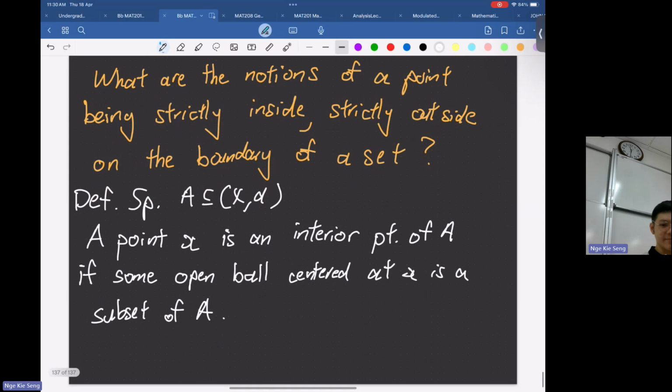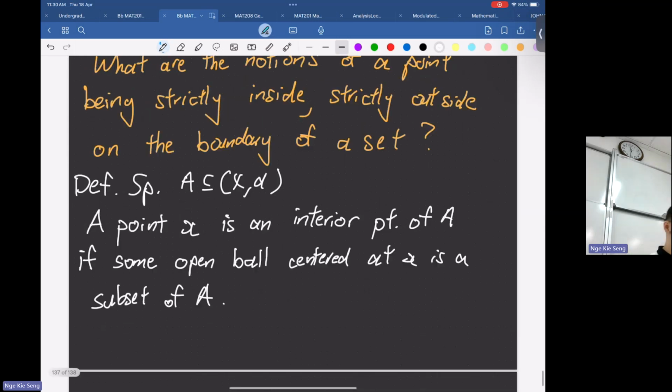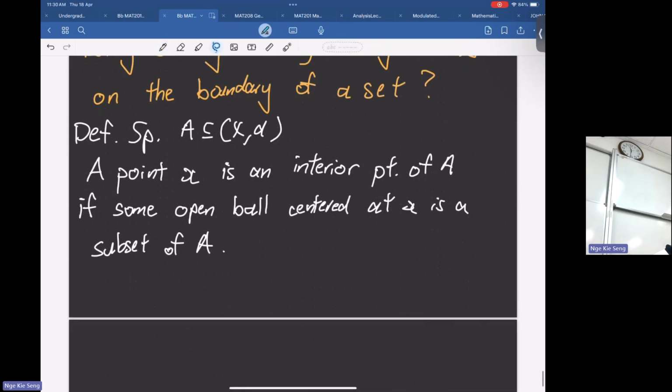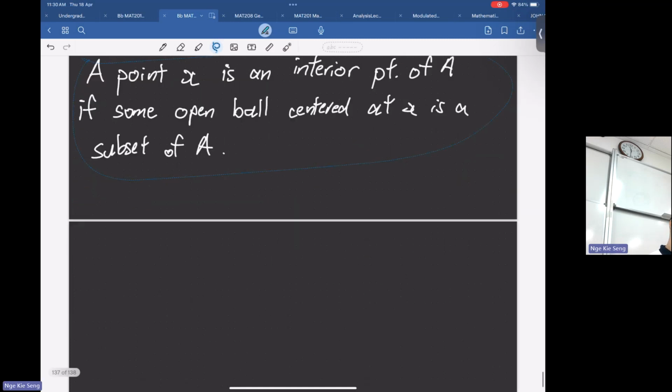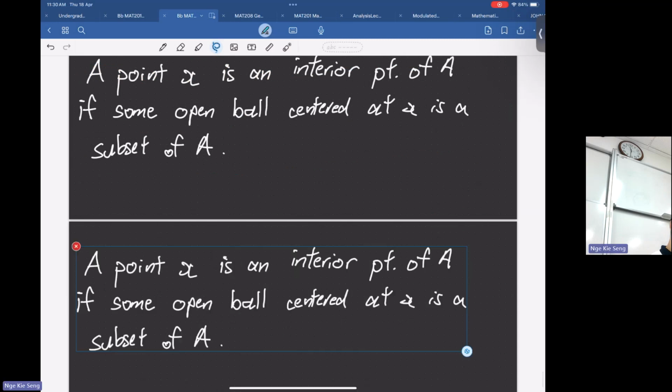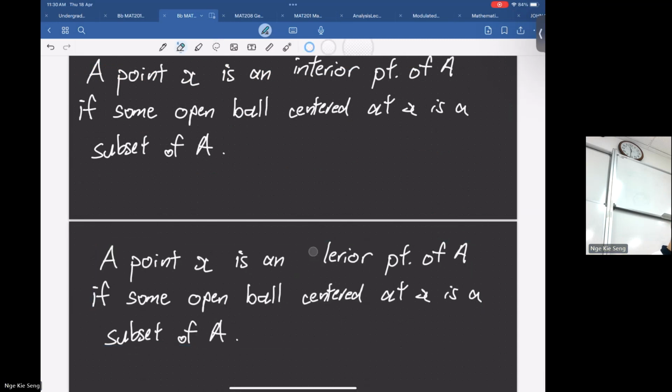How about outside? How about an exterior point? Do you want to guess? What's an exterior point? How do you make sure you are outside the classroom?